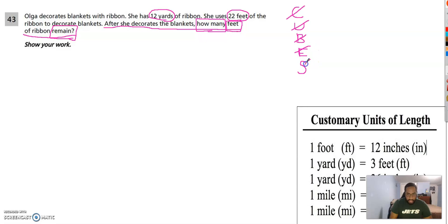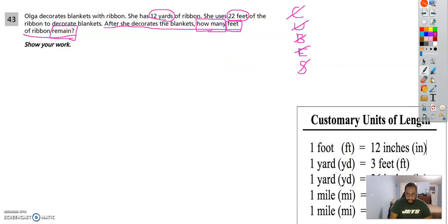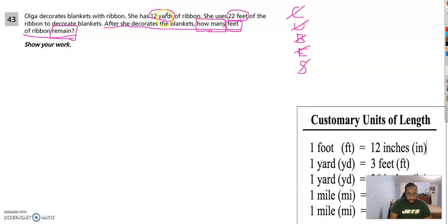All right, so now let's evaluate and solve. So we have two different units in this problem. We have 12 yards and we have 22 feet. She wants to find out how many feet of the ribbon remain. So we have to convert this 12 yards into feet. So let's do 12 yards.